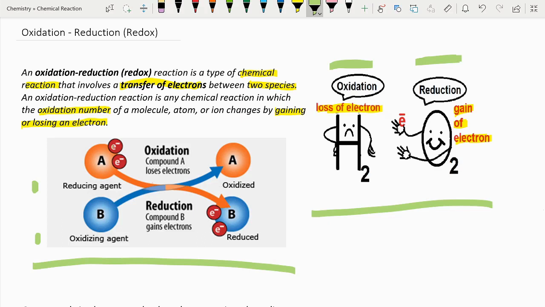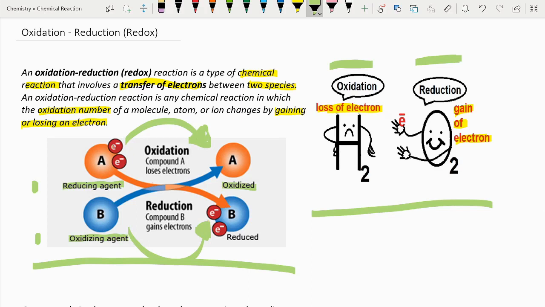So here, the oxidizing agent is compound B, and it wants to take two electrons from compound A, which is the reducing agent. So compound B oxidizes compound A and takes its electrons. So we can see compound A is now oxidized. It does not have those two electrons. And if you look at compound B, it has now taken those two electrons from compound A.